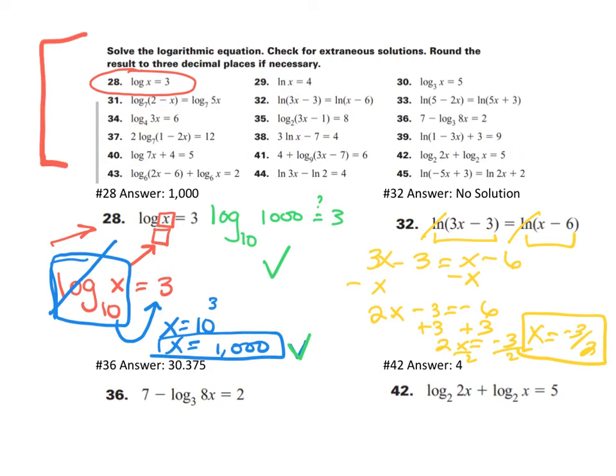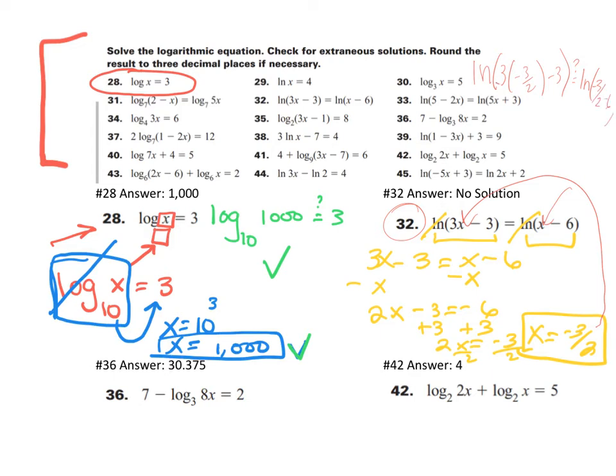Okay, so let's go back, and we'll use red. If we go back to problem 32, wherever we see x, we insert negative 3 halves, right? And we write natural log of 3 times negative 3 over 2 minus 3, is that equal to natural log of negative 3 over 2 minus 6?